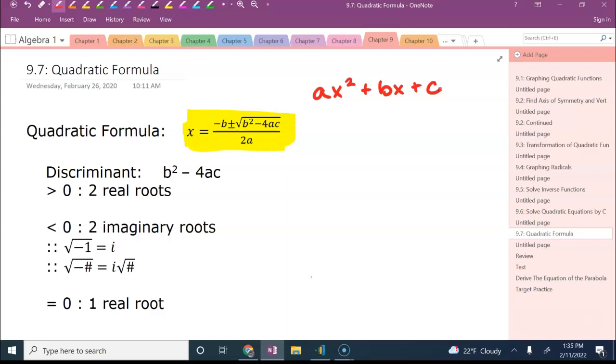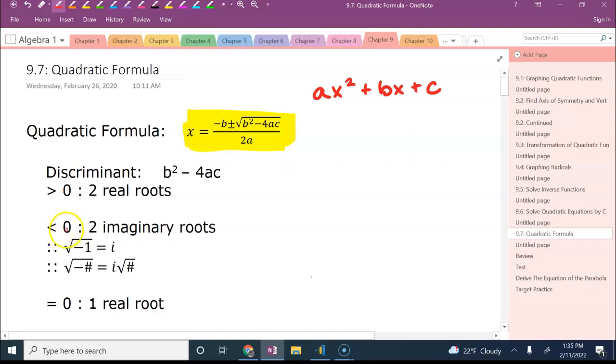Now, the piece underneath the square root does have a specific name. It's called the discriminant. And that piece, the b squared minus 4ac, is used to help you understand what type of answers you're going to get when you're using the quadratic formula. So if you evaluate just that portion underneath the square root and it's greater than 0, you're going to have two real roots. So you're going to have two answers. They're going to be like whole numbers, or maybe fractions, maybe decimals, but they're going to be able to be found, and they're going to be fairly normal numbers.